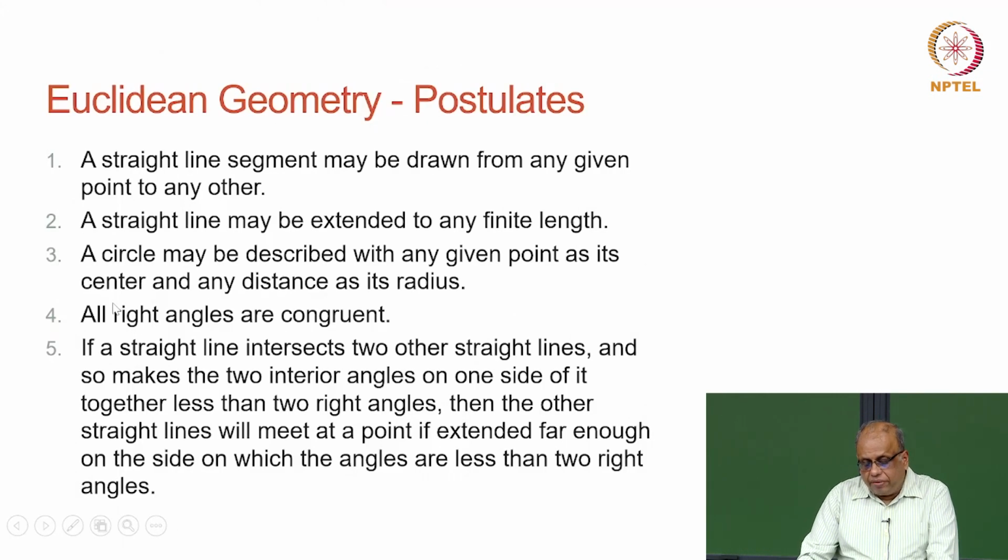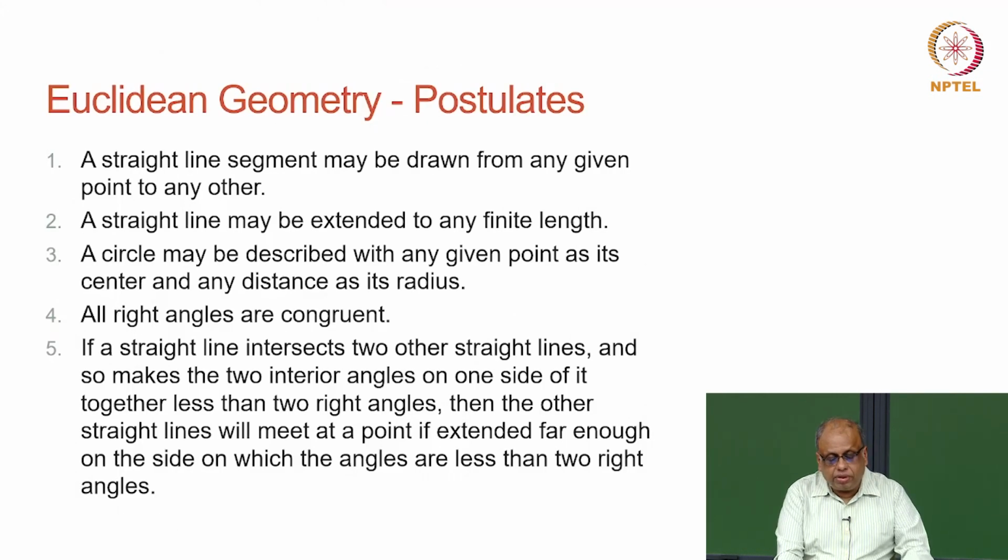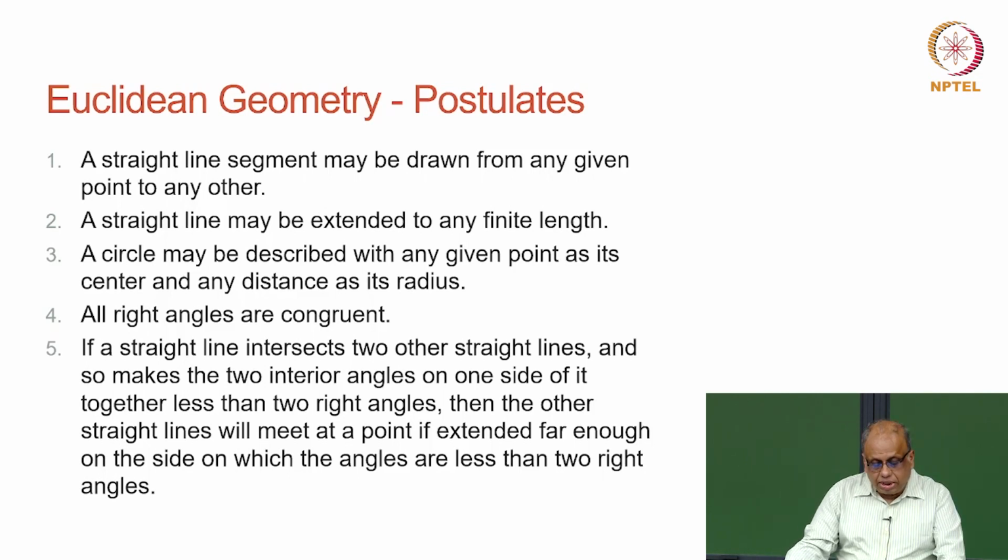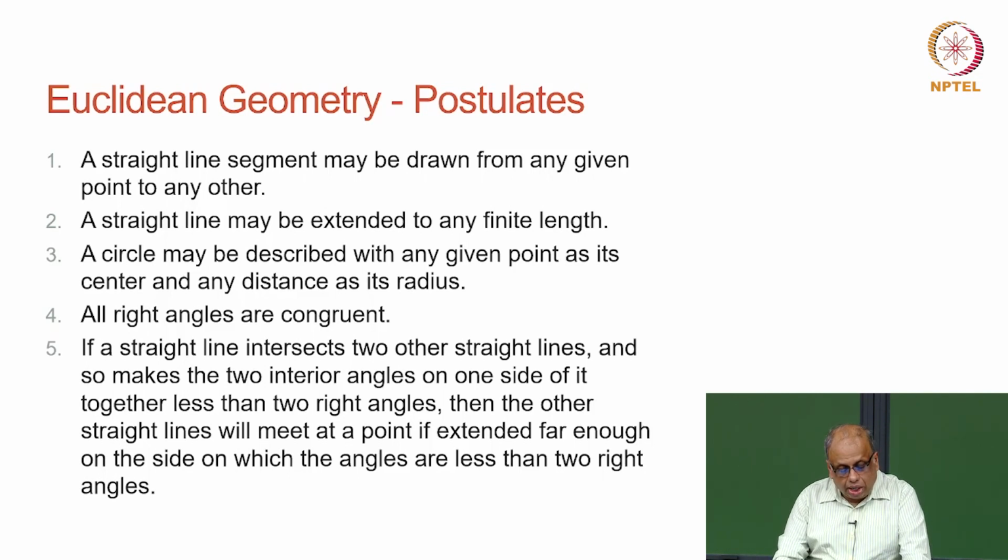So, what we have generally studied is Euclidean geometry, right? Euclidean geometry says that a straight line segment may be drawn from any given point to another. These are the postulates you studied in high school. A straight line may be extended to a finite length. A circle may be described with any given point as its center and any distance as its radius.